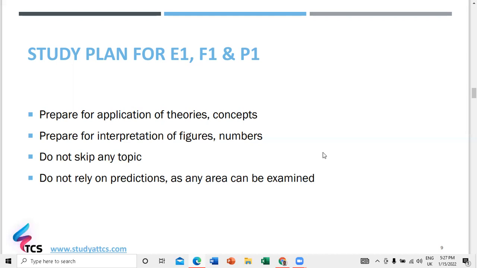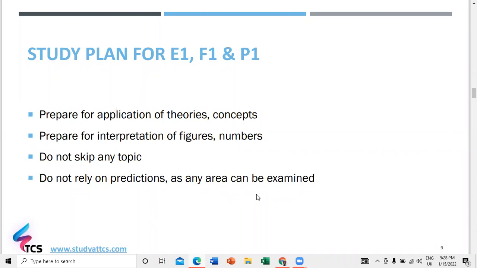Likewise, you need to understand the theoretical components, and you need the ability to apply them to your question, as well as the information provided in the pre-seen. And you are not supposed to skip any topic. I've seen so many tutors telling students that certain parts can be avoided. I will not recommend that, because I've gone through past papers, and anything and everything which falls under these three syllabus areas can be tested. So you have to go through these areas, and do not rely on predictions, as any area can be examined.